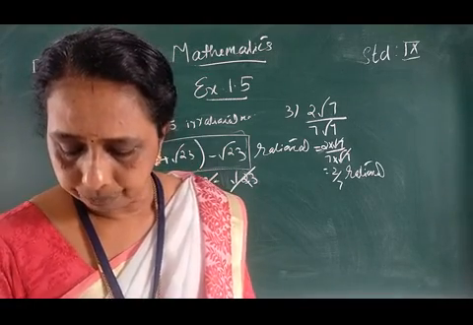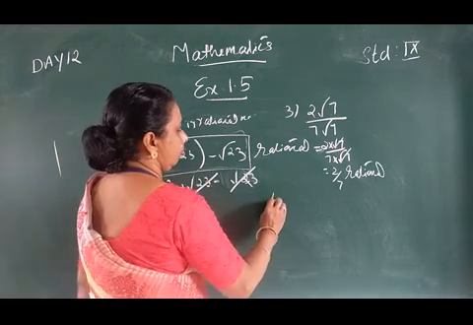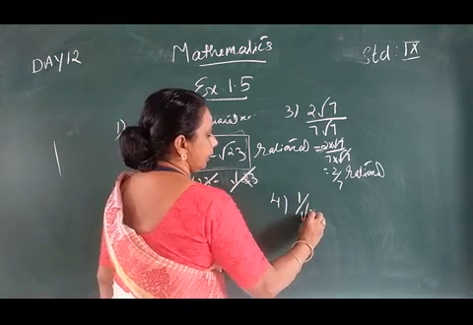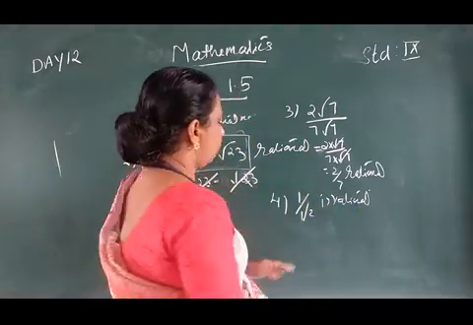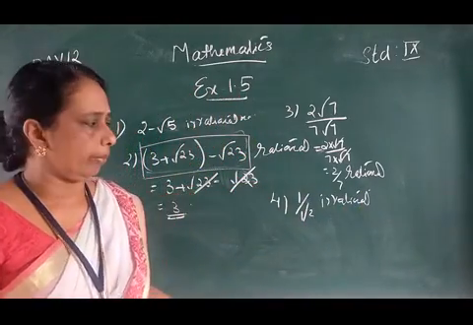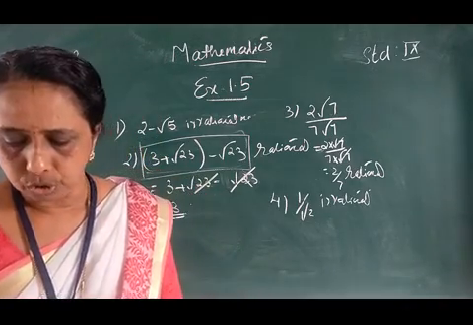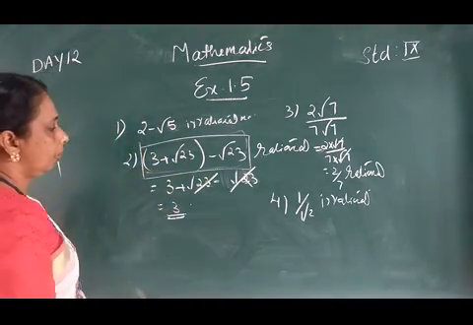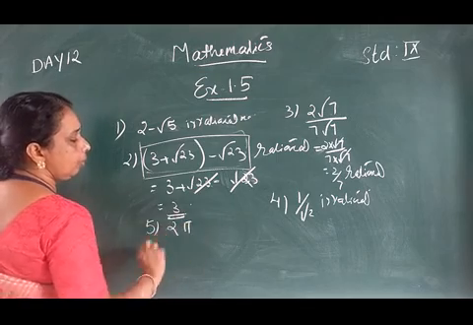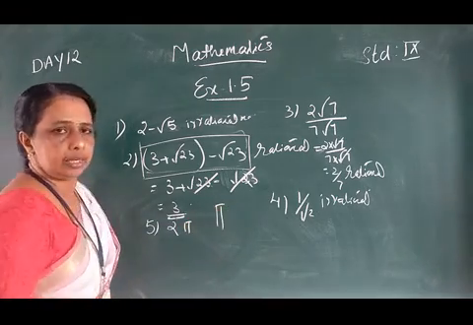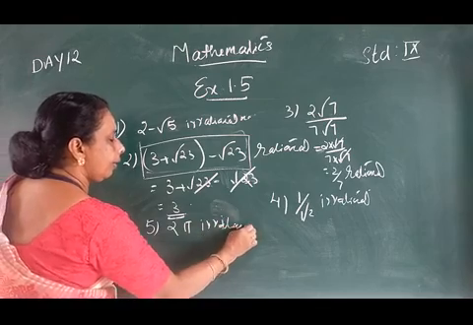Okay, next one, 1 by root 2. What do you know? Root 2 is an irrational number, so 1 by root 2 is also an irrational number. Next one, the fifth one, 2 pi. You know pi is an irrational number. Therefore, 2 into pi is also an irrational number.